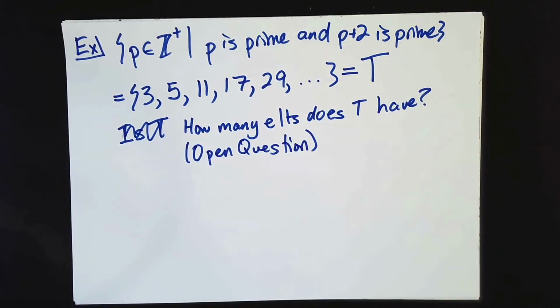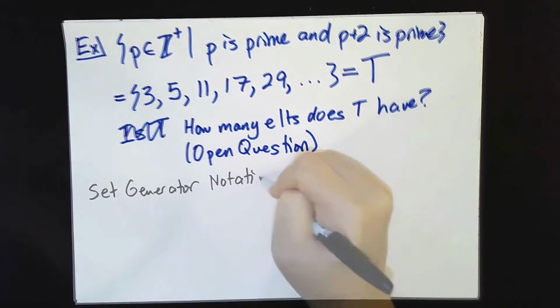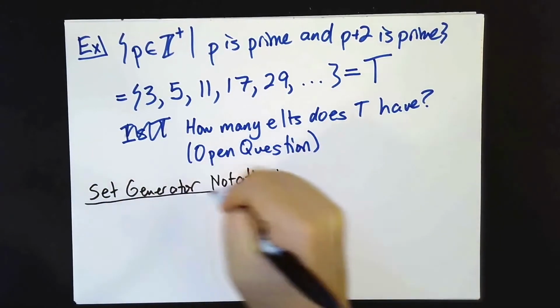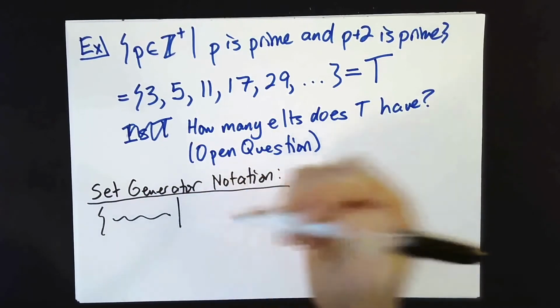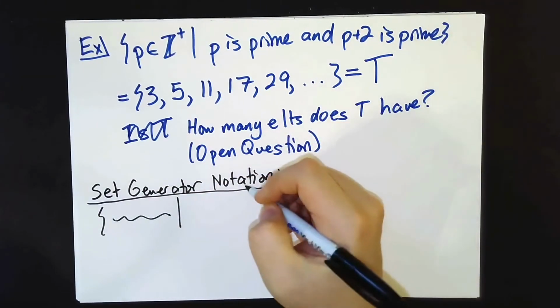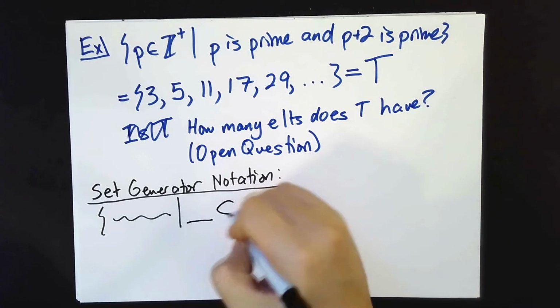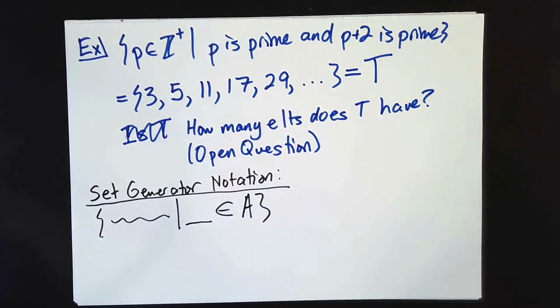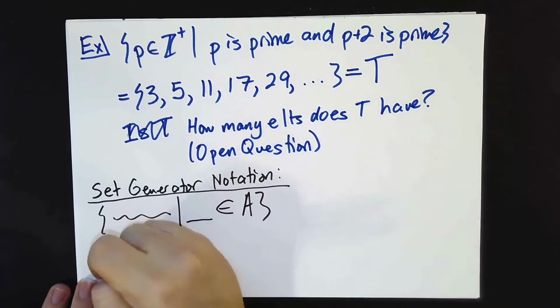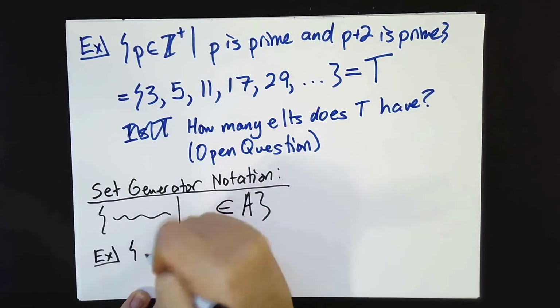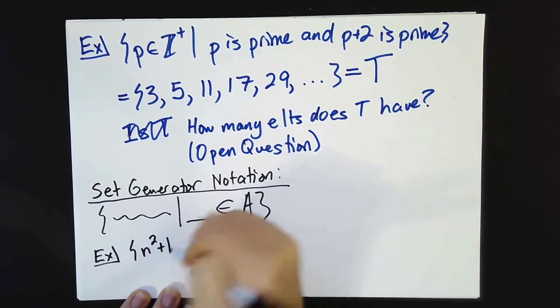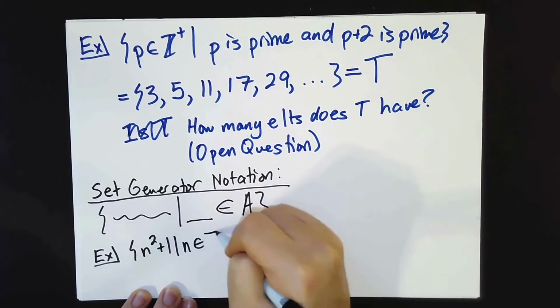This would be all well and good, but we have a different, similar-looking notation for making sets, which I'll call the set generator notation. And this will always look like some stuff, bar, and then something in some set. And so, as an example here, I can give you something like the set of n squared plus 1, where n is in Z plus.